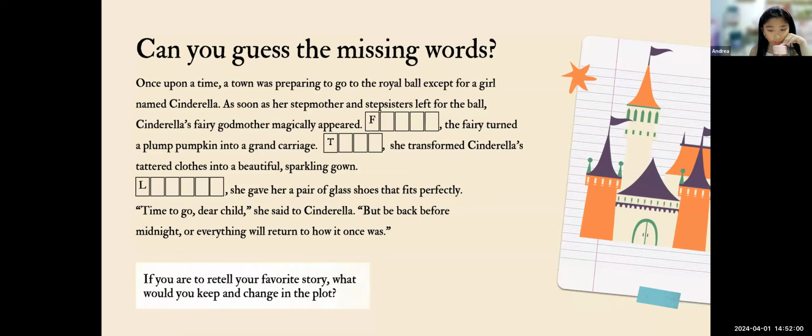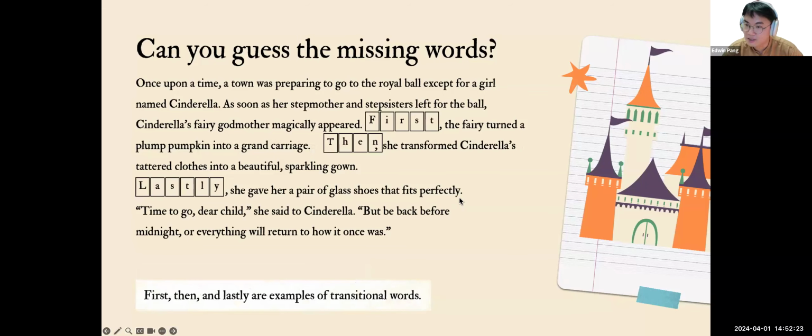So can you all tell that these are words that tell you which one comes first, second, and third? First, then, and lastly are words that order or sequence the story so that you know which part of the story comes after the other. Are you all clear with the words first, then, and lastly? It's quite straightforward. We see this in a lot of storybooks, especially fairy tales, where you have things happening one after another.